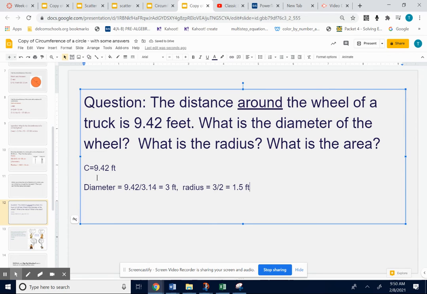Does that make sense? We found the diameter by dividing the circumference by 3.14. And we know the radius is half as big as the diameter. And now I can find the area. Do you remember pi r squared? Area is pi r squared, which is 3.14 times r times r. So 3.14 times 1.5 times 1.5.